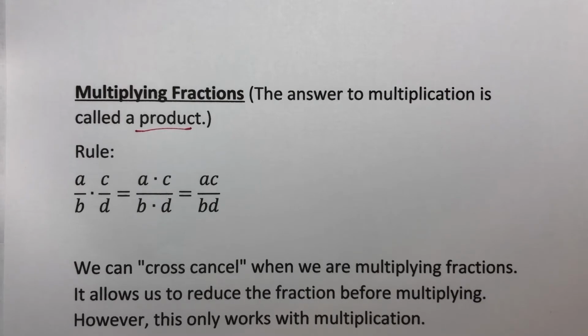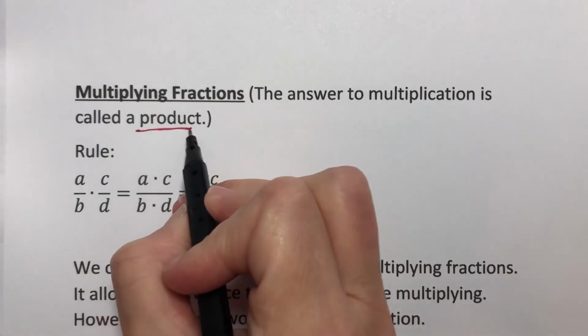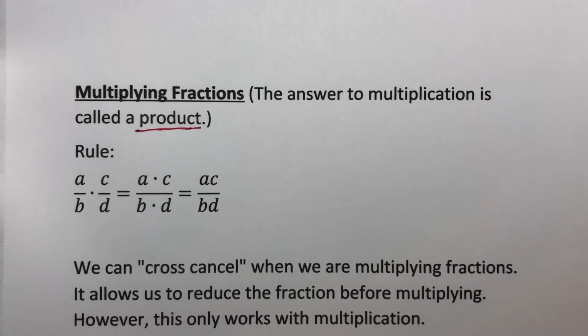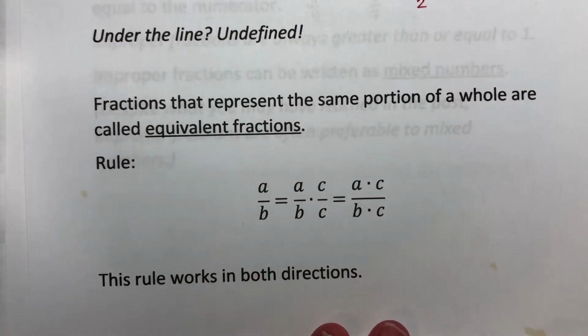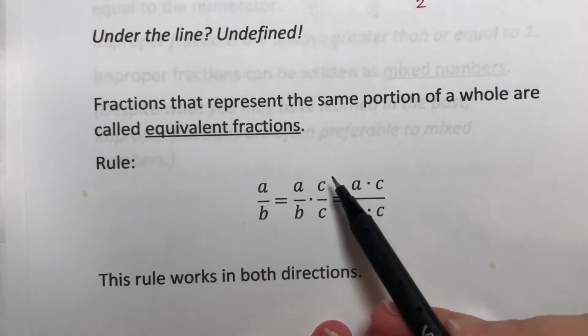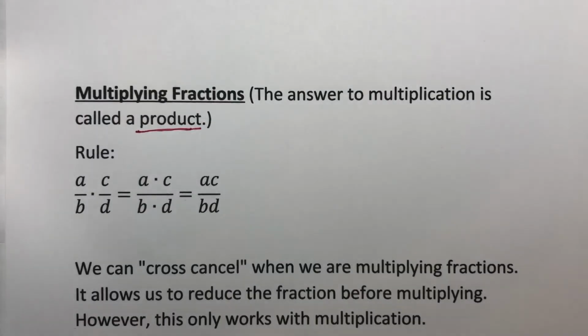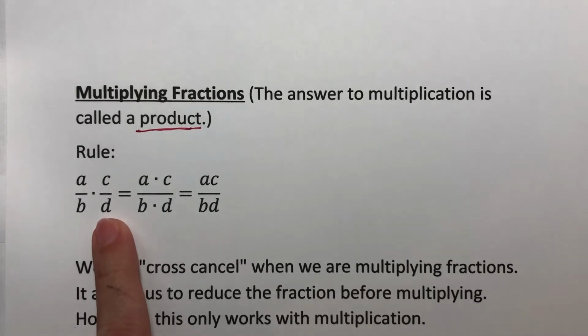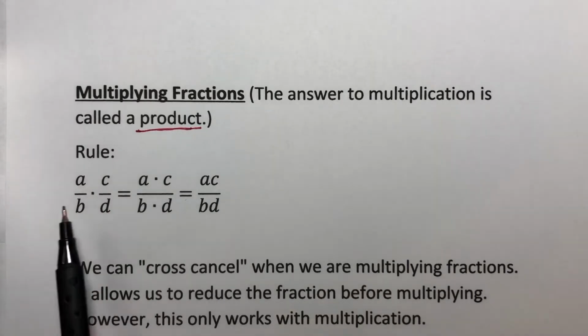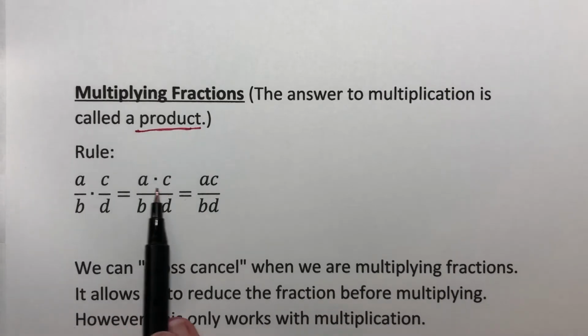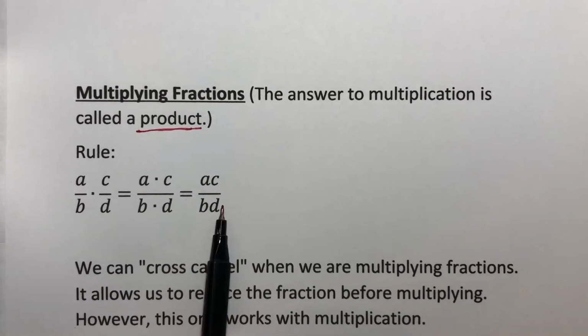Okay? So you're going to be asked to find a product and you're going to be asked to write your answer in lowest terms. The rule for multiplication looks like this. And we've already seen something very similar to this when we talked about the rule for equivalent fractions. Right here we talked about multiplying top and bottom by the same value. Here we're multiplying by just a fraction. It's not C over C, it's C over D, but the process is essentially the same. If you're multiplying fractions, you multiply straight across the top, straight across the bottom.